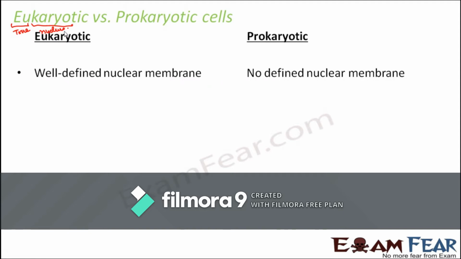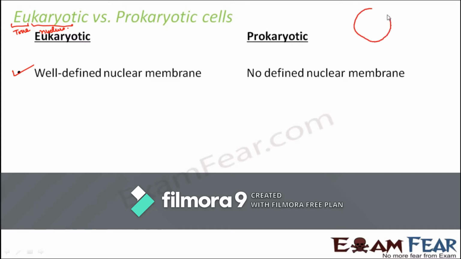Eukaryotic cells have a well-defined nuclear membrane. When we talk about a nucleus, there is a wall which separates the nucleus from all other components inside the cell. That wall is called the nuclear membrane. Like how you have a cell membrane outside the cell, similarly you have a nuclear membrane outside the nucleus. So those cells which have a very well-defined nuclear membrane have a distinct nucleus, something like this.